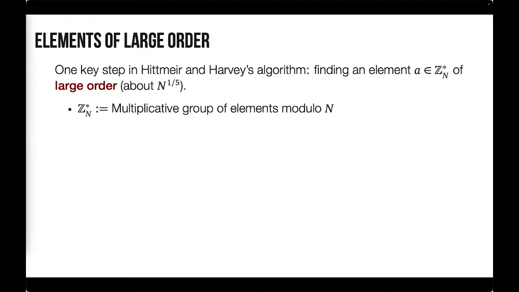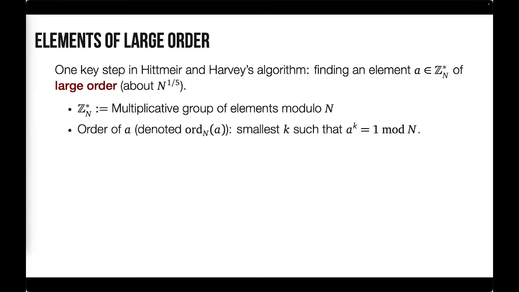Again, just to make sure that we are on the same page, Z star n is the multiplicative group of elements, with multiplication modulo n. So it's elements that are co-prime to n, and we multiply them modulo n. And the order of an element is the least nonzero power that you raise it to and you get 1. So the order of 2 modulo 15 is 4, because 2 to the power 4 is 1 modulo 15, but it's not true for any smaller positive power of 2.